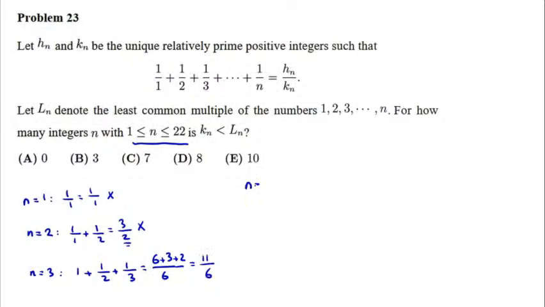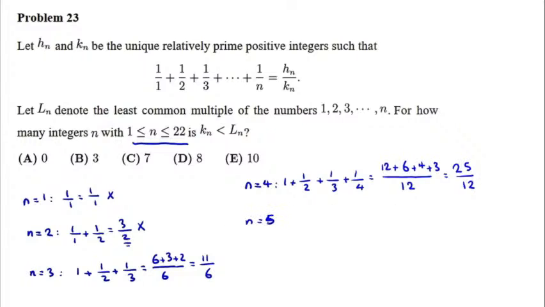N equals 3 is this. Now n equals 4: 1 plus 1 over 2 plus 1 over 3 plus 1 over 4. Now, if we use the LCM, it will be 4 times 3, 12. It will be 12 plus 6 plus 4 plus 3, which will be 25 over 12. It doesn't work for n equals 4. And then n equals 5: 1 plus 1 over 2 plus 1 over 3 plus 1 over 4 plus 1 over 5. Because we've calculated up to 1 over 4, it is 25 over 12.